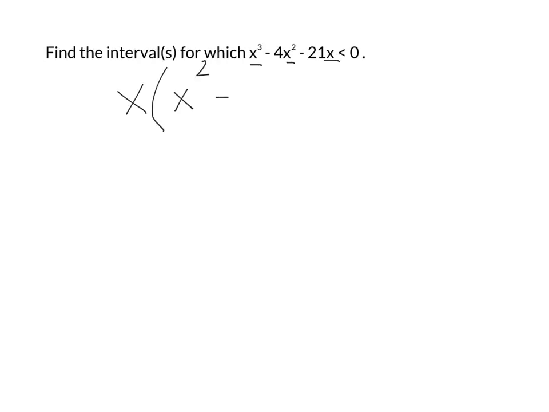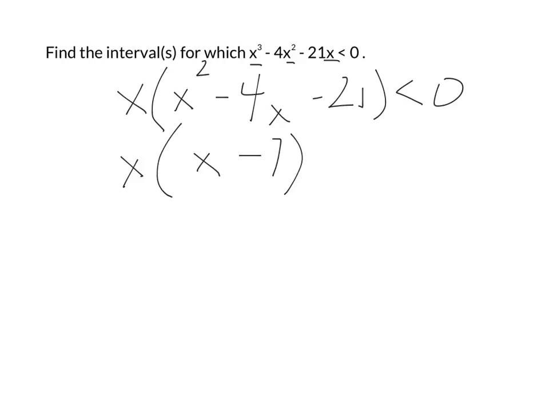x squared minus 4x minus 21 is the resulting quadratic in this case. So I hope this is a factorable quadratic, and it looks like it is. So this one is actually factorable to x minus 7 and x plus 3. 7 and 3 are numbers that multiply to give us negative 21, and at the same time add to give negative 4. So with this now in factored form, I can quickly figure out what my zeros are.